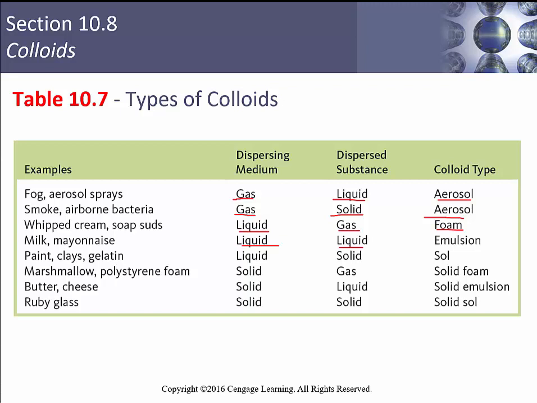That's called an emulsion. You could have a sol, S-O-L, where a solid is dispersed in a liquid. So paint, clays, gelatin, the nanomaterials I work with, those were sols. You could have a solid foam where a gas is dissolved in a solid. Right? So polystyrene foam, that fill foam, marshmallow. You could have a liquid dissolved in a solid. Right? So it's called a solid emulsion. So cheese or butter are going to be solid emulsions. Or you could have a solid in a solid. It's called a solid sol. And something like ruby glass would be a solid sol.